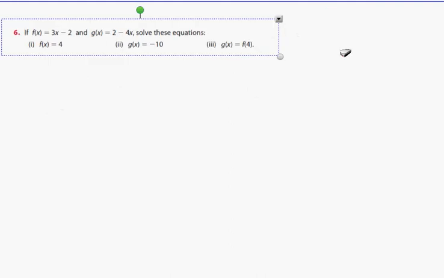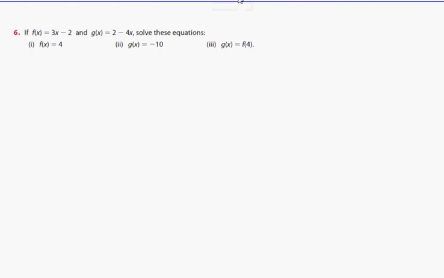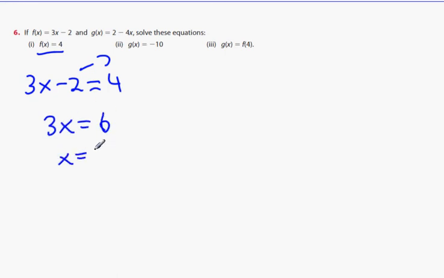Alright, let's try another one now. This one here. Can anybody tell me, what does the first question mean in English? F of x equals 4. What does that mean? Find the input when the output is 4. So 3 times your input minus 2 equals 4. Bring over the 2. 3x equals 6, x equals 2, the input was 2.